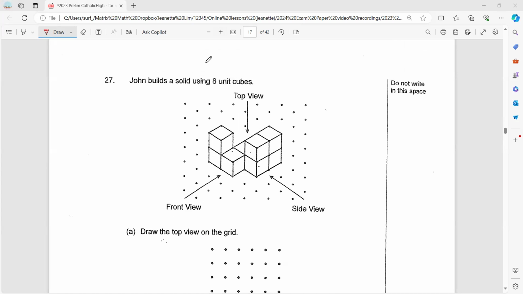So you have to read the question. If they say 8 unit cubes, then you count. Are 8 unit cubes visible to you, or is there another one hidden behind? So 1, 2, 3, 4, 5, 6, 7, 8. There's nothing behind, right next to this. Okay, you get what I mean now. I'll just highlight which one I'm talking about. So from the top view, got this.